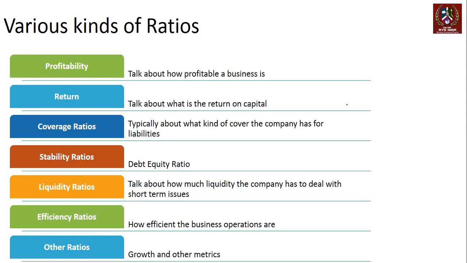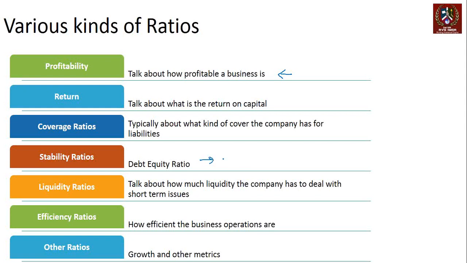Right? So we can look at something called profitability ratios, which talk about how profitable a business is. We can look at return ratios, which talk about what the return on capital or your investment is. You put some money in the business, how much money does it give you back essentially? Then you look at coverage ratios, which is about what kind of cover the company has for liabilities. If a company has liabilities, how much cover does it have there?